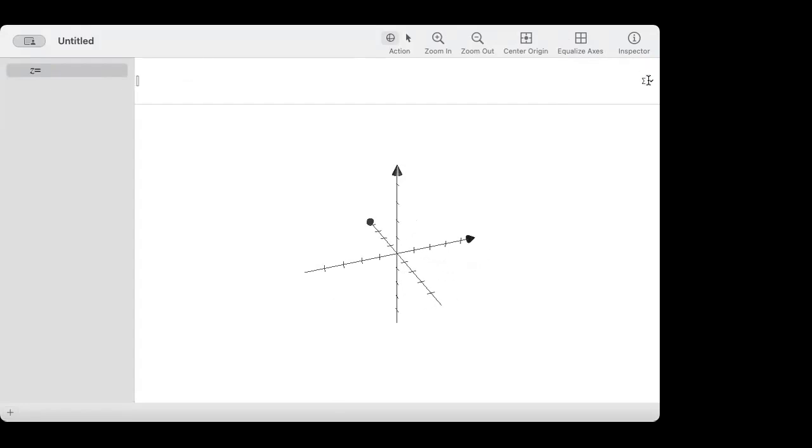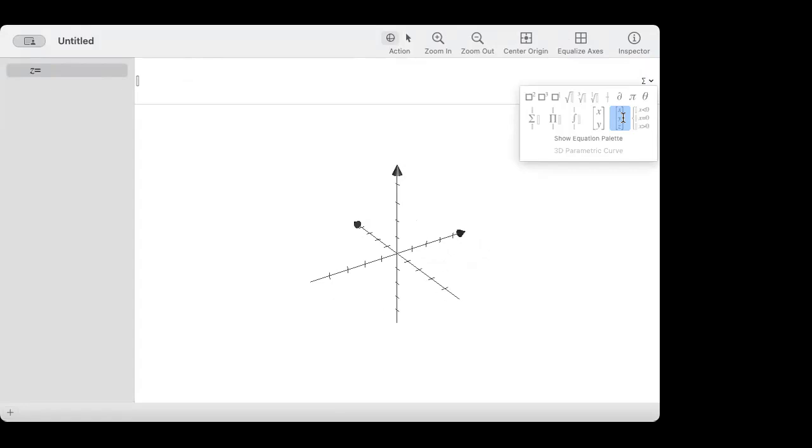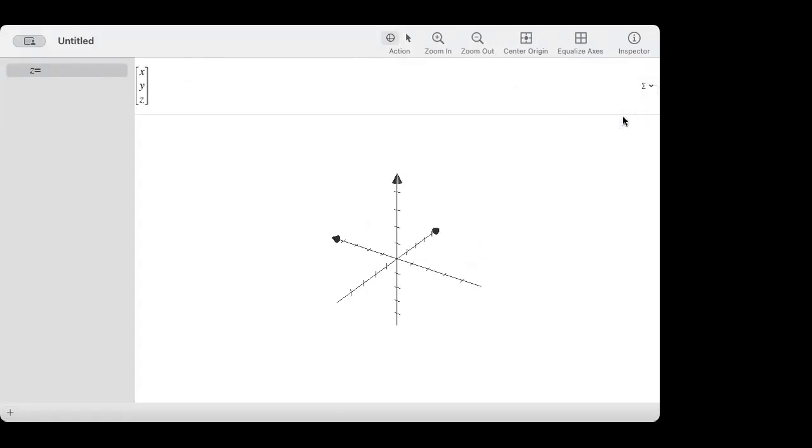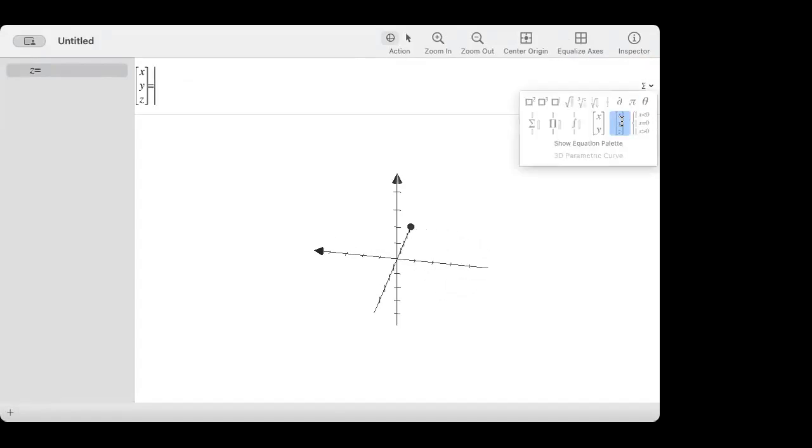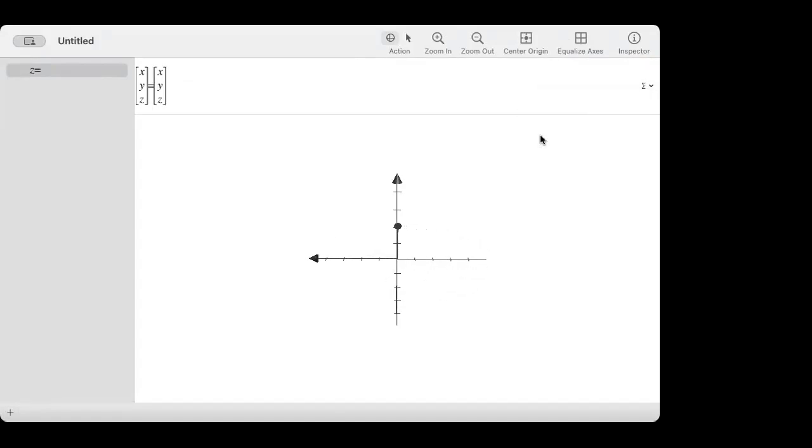And I'm going to go over here and say, hey, give me a 3D thing. It even says 3D parametric curve. X equals, Y equals, Z equals. Put an equal sign. Make another one. And now you can put in the functions in terms of t.